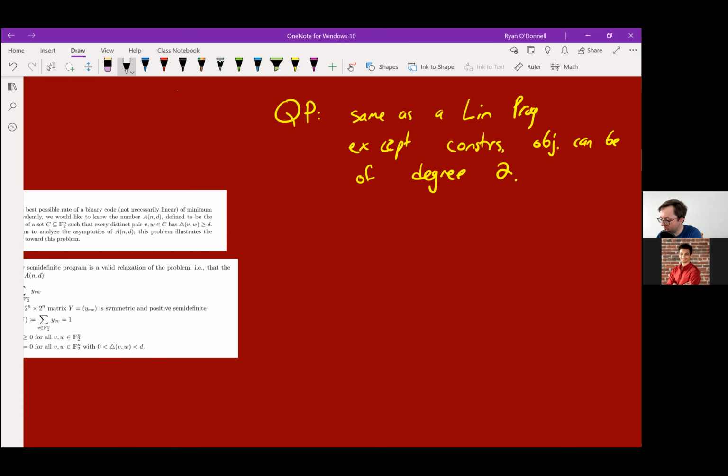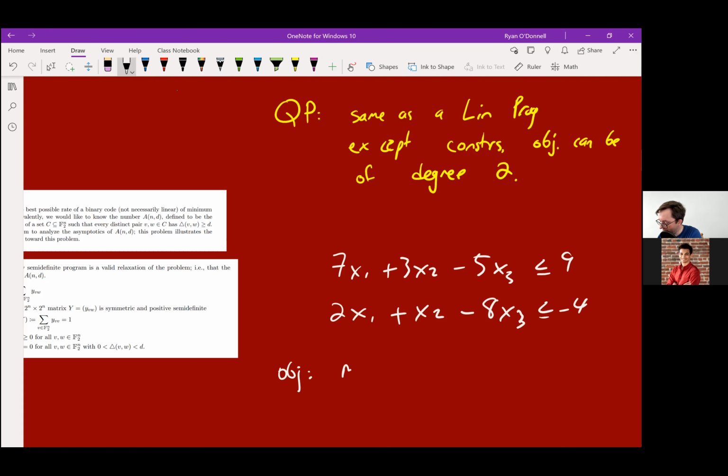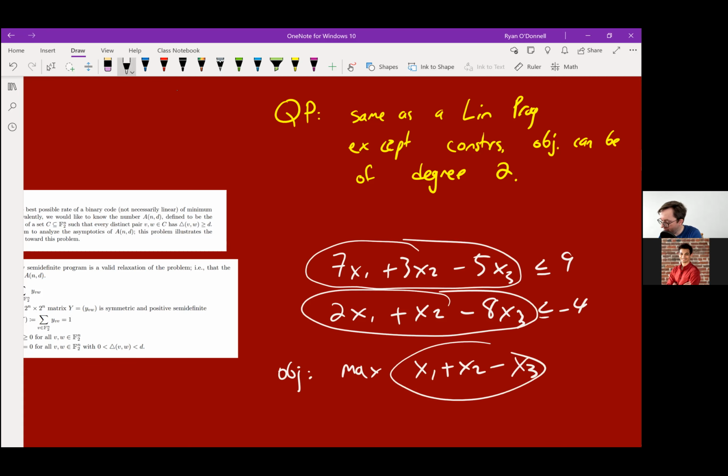So you have constraints that look like 7x1 plus 3x2 minus 5x3 is less than or equal to 9. And then some other constraint like 2x1 plus x2 minus 8x3 less than or equal to minus 4. And then maybe you have some objective like maximize or minimize x1 plus x2 minus x3. So these are all linear expressions in the x's.